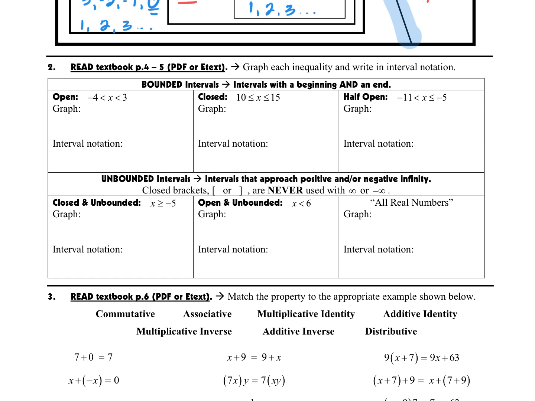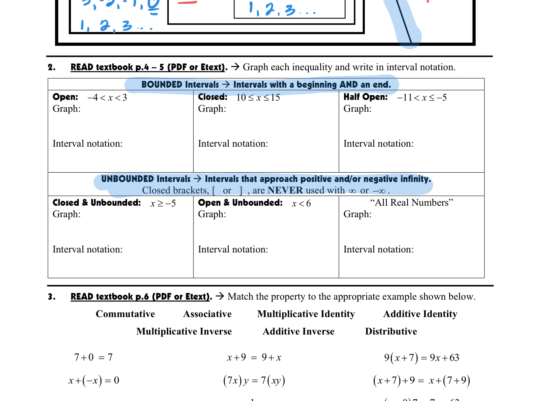When we are working with our intervals, we are going to have two different types. We are going to have what are called bounded intervals that will have a clear beginning and an end, a finite beginning and end. And an unbounded interval is going to be, just as it sounds, unbounded. It's going to go forever in one or both directions towards infinity or negative infinity.